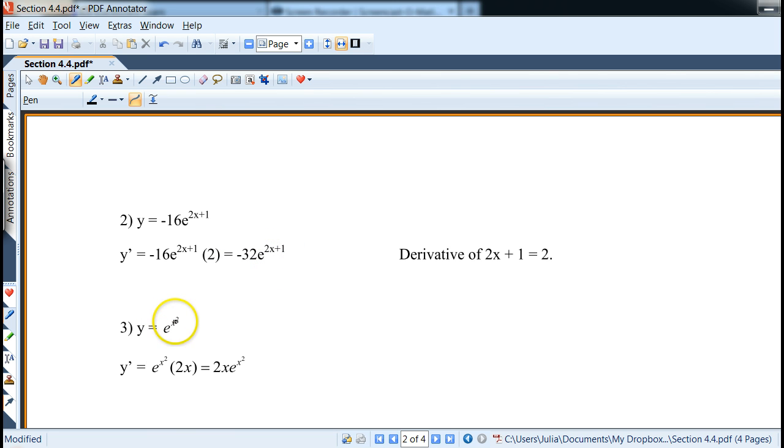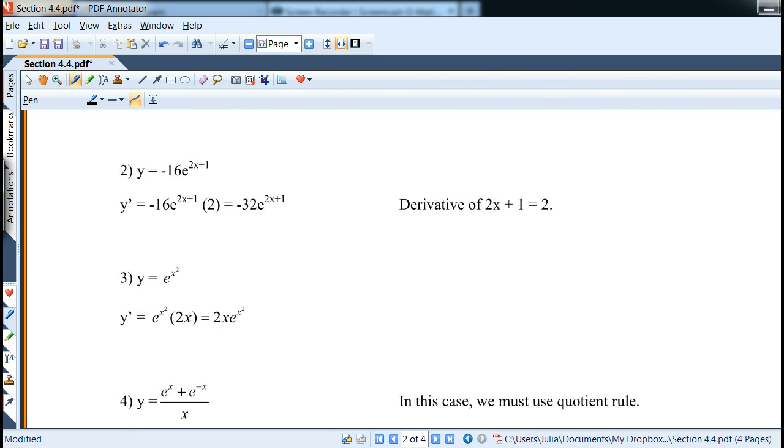Okay, and likewise, the third example, y equals e to the x squared power. Same idea, the derivative would be e to the x squared times the derivative of the exponent, which is 2x. Which also becomes 2x times e to the x squared. So again, relatively simple once you get a hang of it.